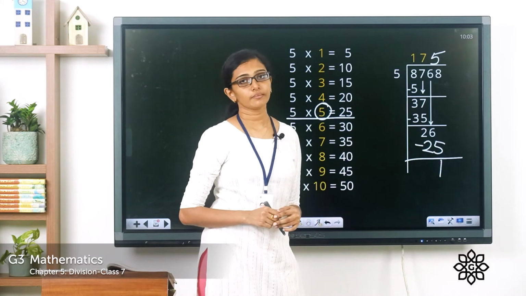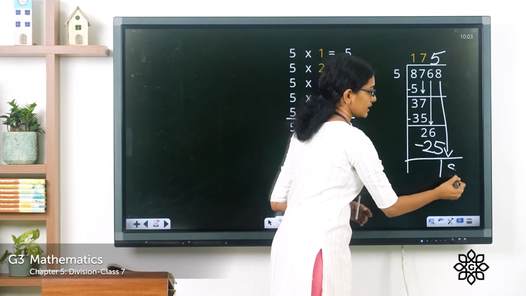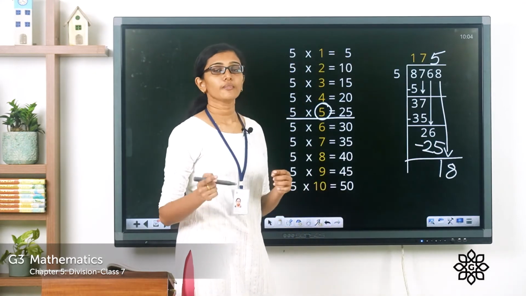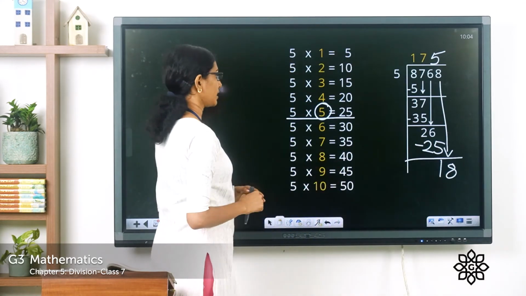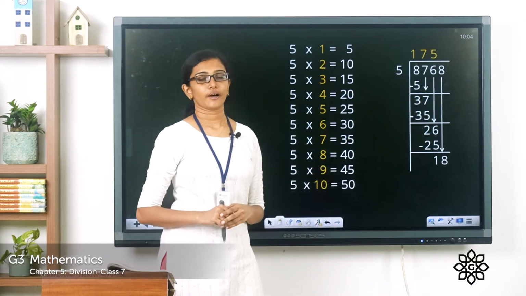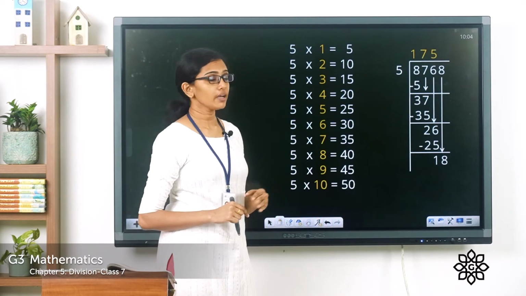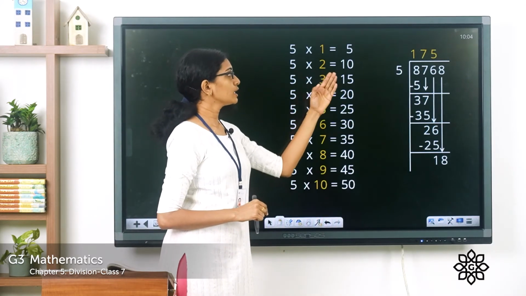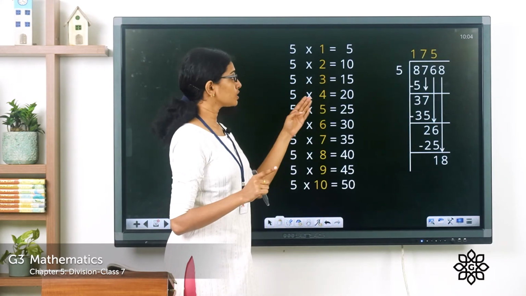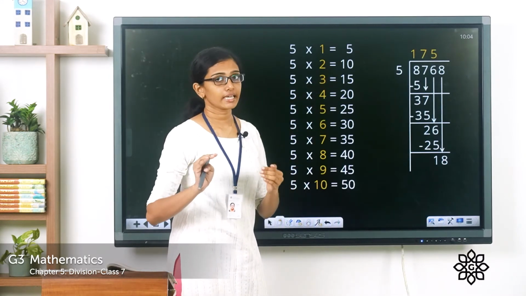Then there is one more digit to bring down, which is the digit 8. So let's bring it down, and now we have the number 18 here. We have to do 18 divided by 5. And what is 18 divided by 5? From the table of 5, we get 5 3s are 15. But 5 4s will be 20. So taking 5 3s equal to 15 is enough.